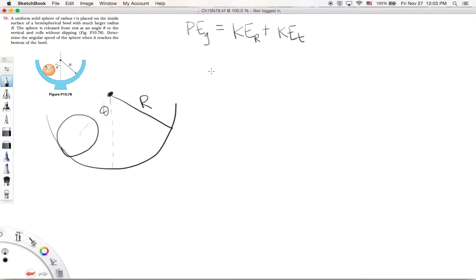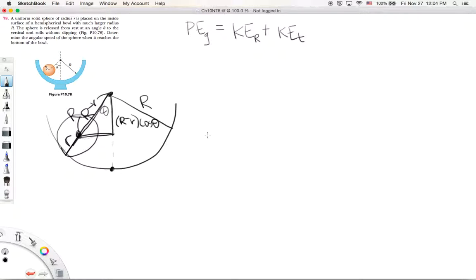So, for potential energy, we need to find the initial height of the ball. So let's say at first we'll call this our 0 point, but that will change later. We want to find the height of the center of mass, which is going to be here. And this whole length is big R, and this small length is little r. So then this part is going to be big R minus little r, which means that this height is going to be R minus R cosine theta.